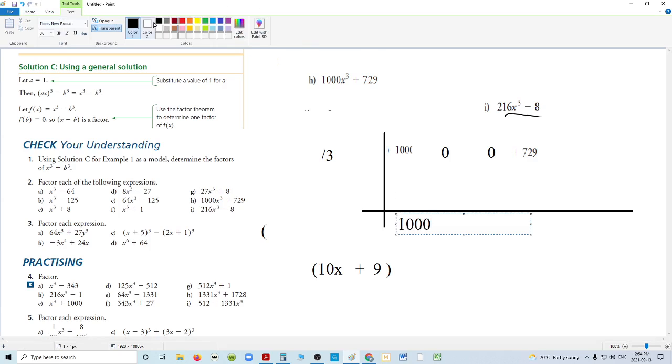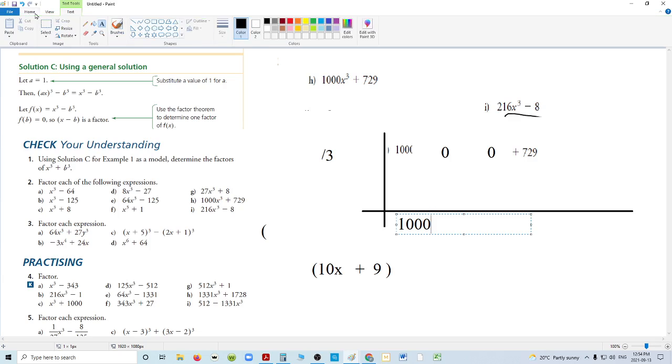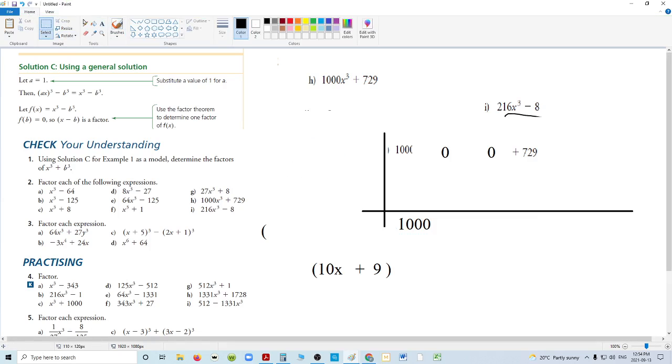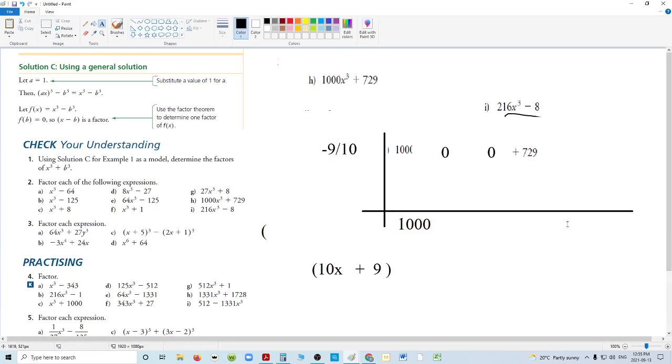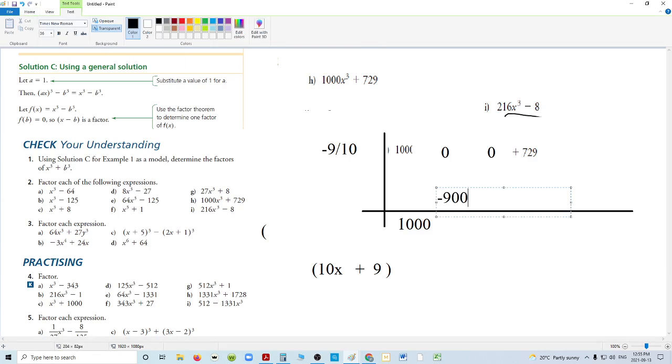Multiply it by, I've accidentally erased my factor. What is the factor of the thing down below? It's -9/10. Oh, sorry, the root, not the factor. So if I divide my 1000 by 10, I get 100. If I multiply that by -9, I get -900. If I add that to 0, I get -900.